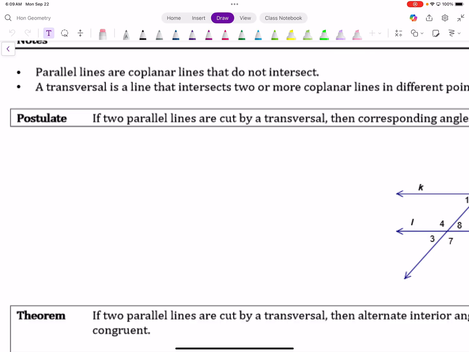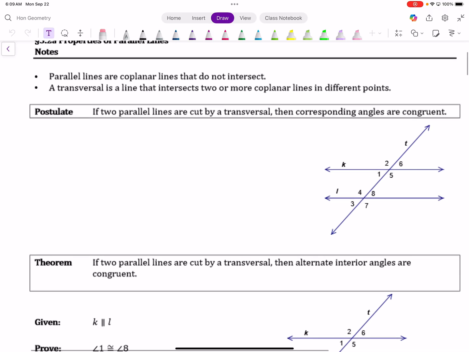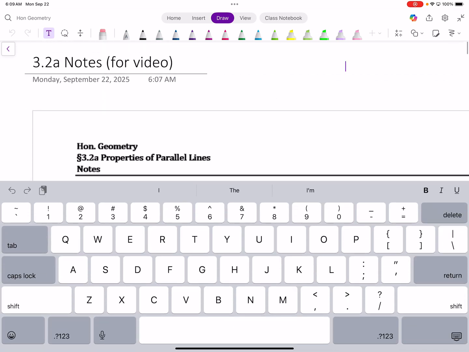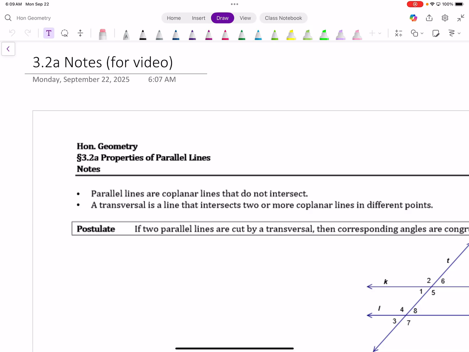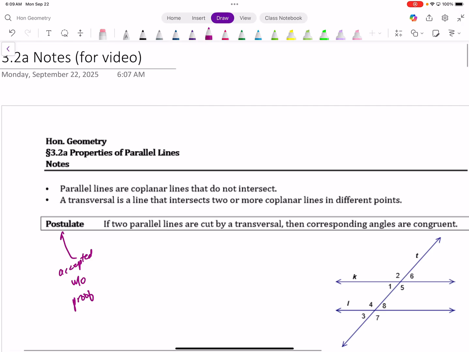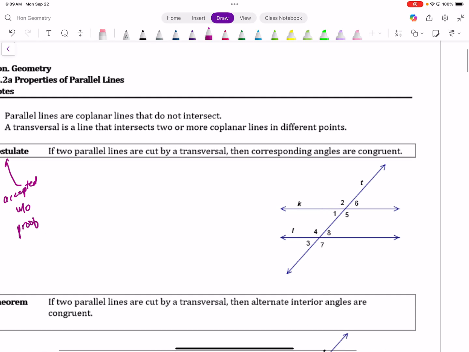Okay, so postulate. Now remember, postulates, we do not have to prove postulates. These, remember, are accepted without proof. So here's our postulate that all the theorems are going to be based on.